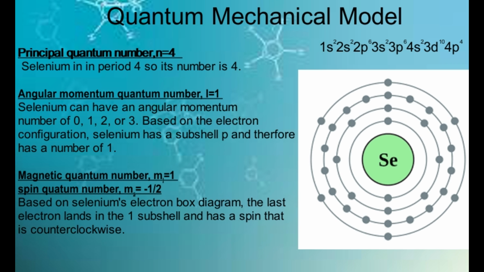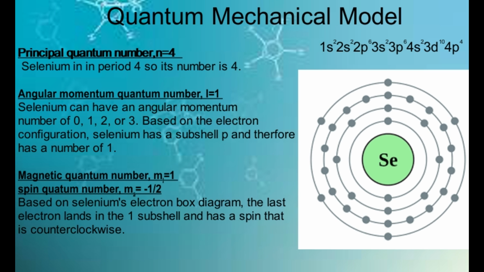Selenium has an electron configuration of 1s2, 2s2, 2p6, 3s2, 3p6, 4s2, 3d10, 4p4. The principal quantum number for selenium is 4. This can be found in the 4p4 part of selenium's electron configuration.